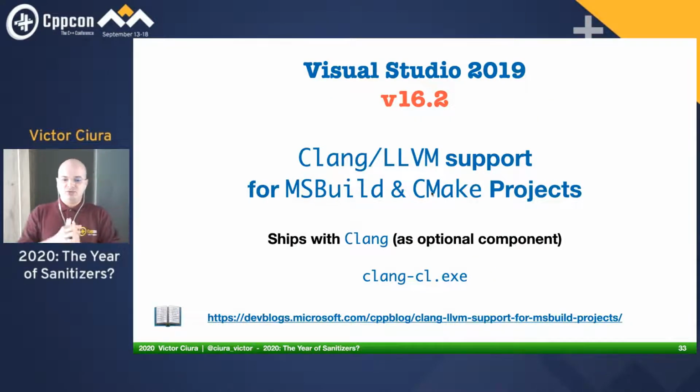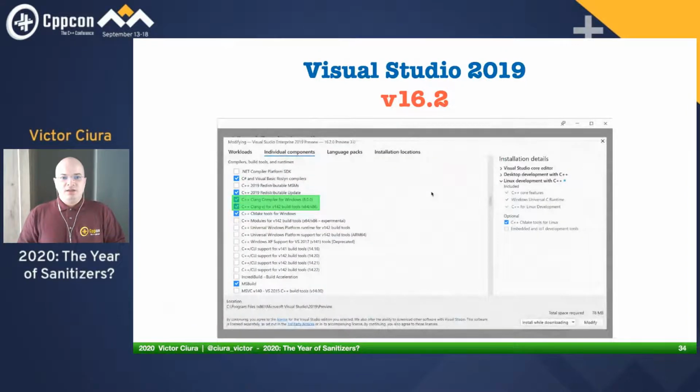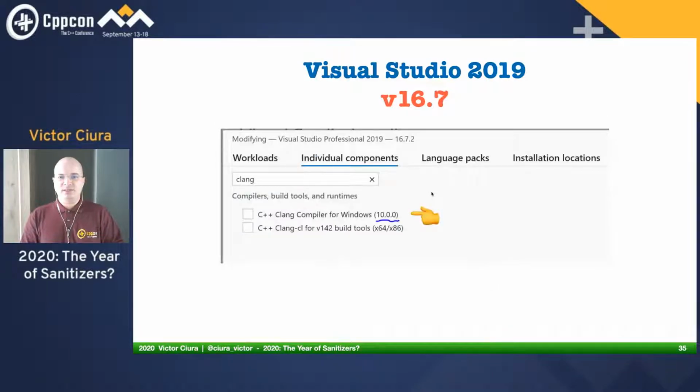And coming back to Visual Studio and the tooling we have available, Visual Studio starting from 16.2 actually has Clang and LLVM support built in, both for MS Build and CMake projects. And it actually ships with Clang and the Clang CL driver, if you prefer to use that one. Myself, I prefer the Clang++ driver. So you can install it. 16.2, the first version that actually shipped, was with LLVM 8. More recently, 16.7 has Clang 10.